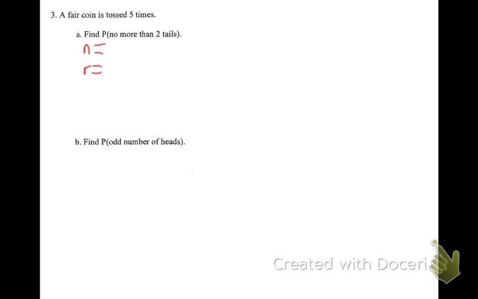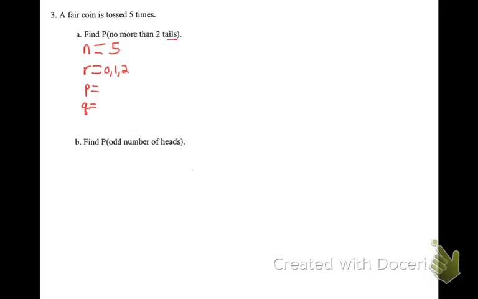So let's first set up our n, r, p, q. Ooh, those are pretty big equal signs. Pen's not working very well right now. Okay, so what is my n? My n is 5, because it's tossed 5 times. You want to know the probability of no more than 2 tails. So that means you're going to be 0, 1, or 2 tails.